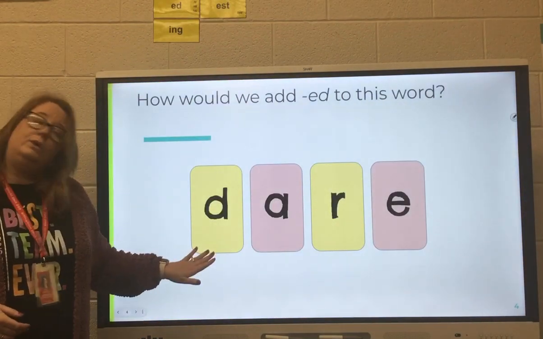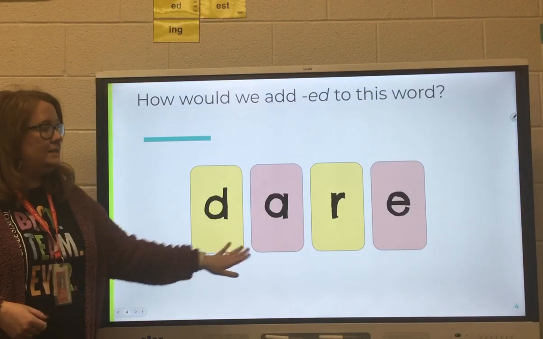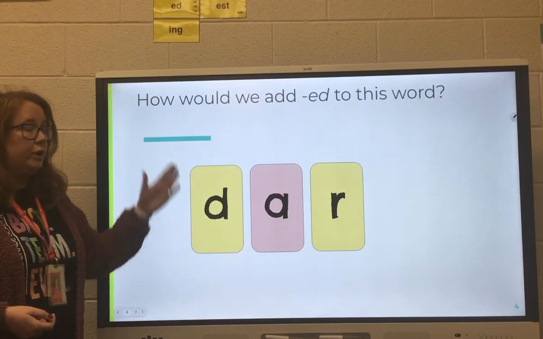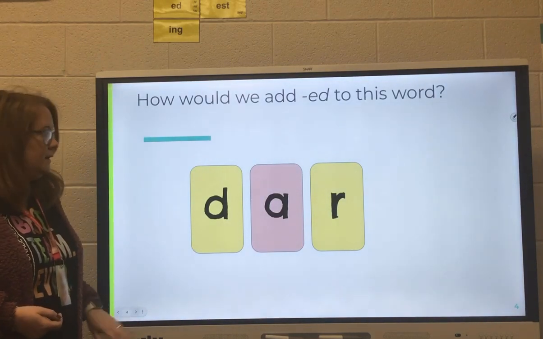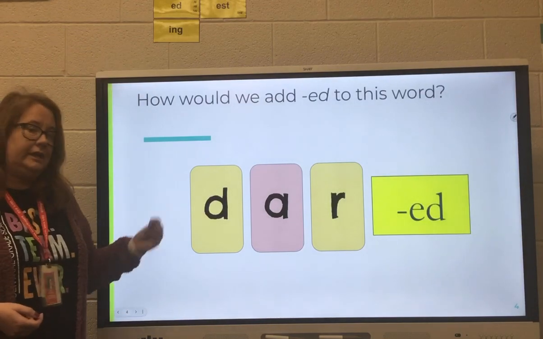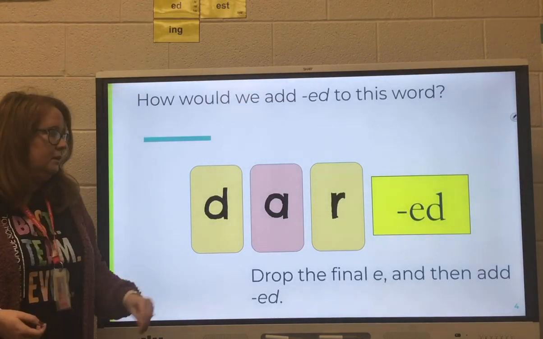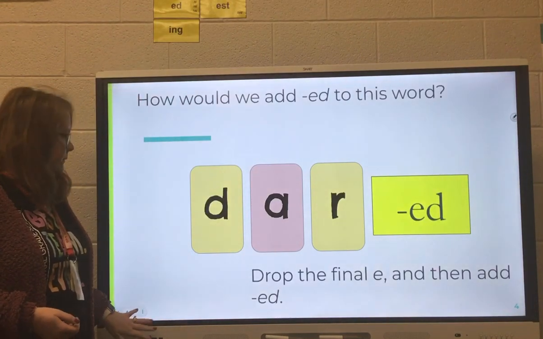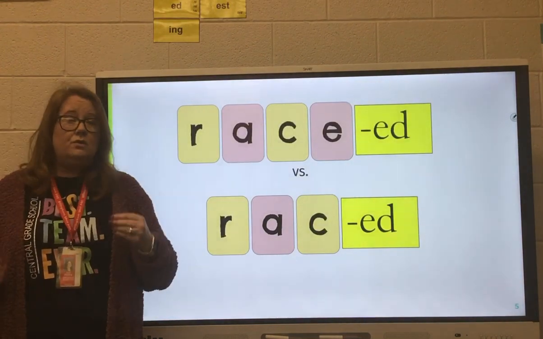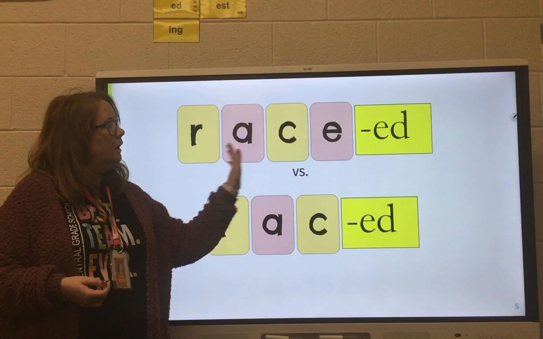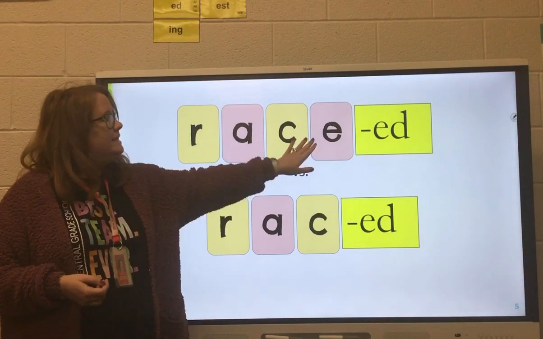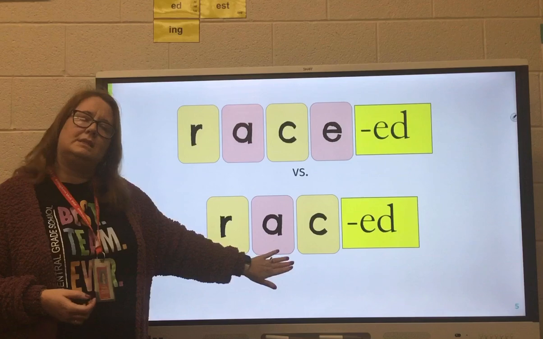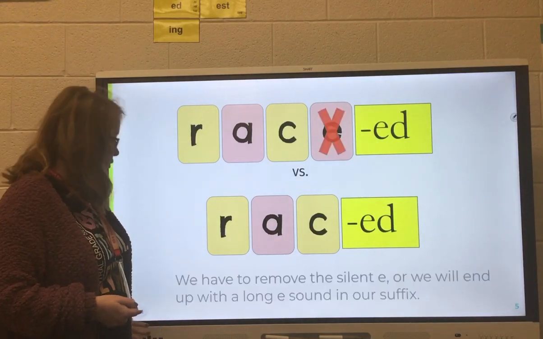So, how would we add ED to this word, dare? We're going to drop the E and then add ED. Drop the final E and then add the suffix. I want you to look up here. On this word race, I didn't drop my E, I just added an ED. But here you can see the way we are actually supposed to do this.